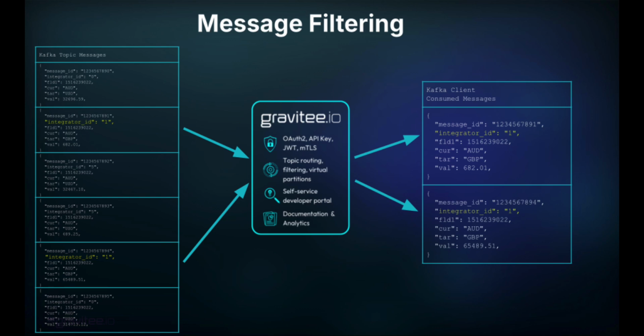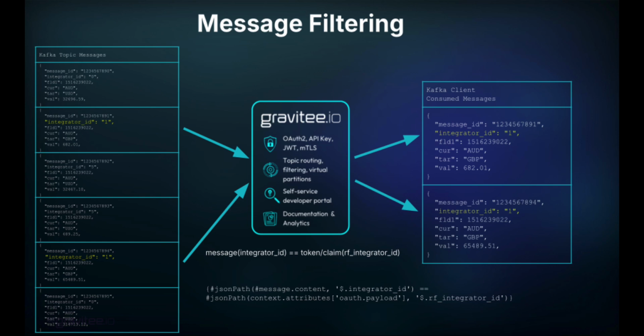Now, in this list, there's only 2 messages that they should be able to consume that are highlighted here. The Gravitee expression language to accomplish this is also shown here, and basically it's the same as we used in the first video, but this time we are inspecting each message and comparing the integrator ID JSON attribute in each message with the client's RF integrator ID from their OAuth2 access token. If it matches successfully, then the message can be consumed by that specific client. Great, let's now see this in action.